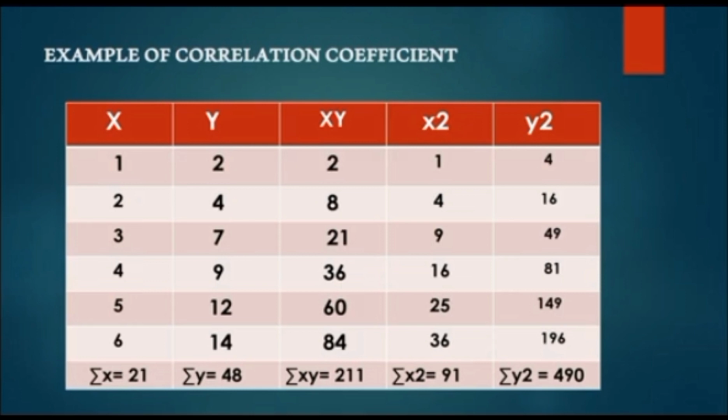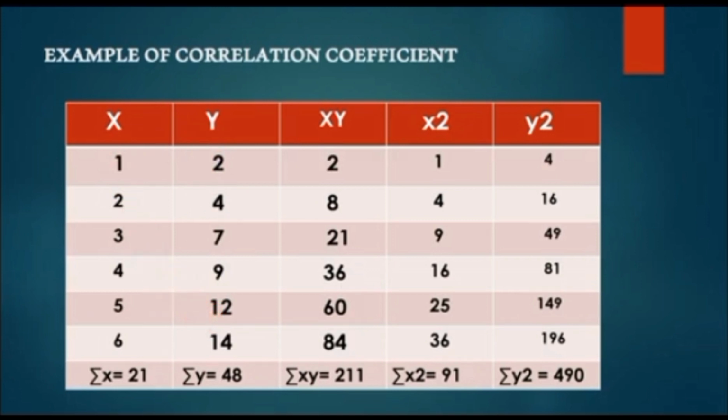So in this topic, we talk about how to calculate the correlation between the two variables, which are x and y. So let's proceed. x has the values 1, 2, 3, 4, 5, 6. And y has the values 2, 4, 7, 9, 12, 14.